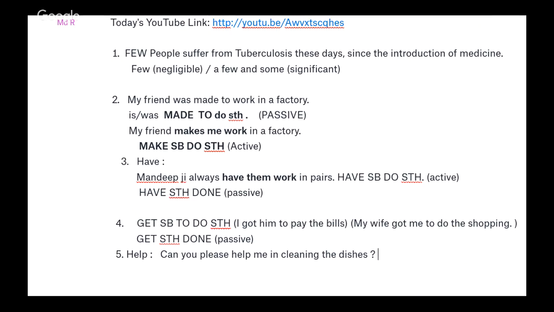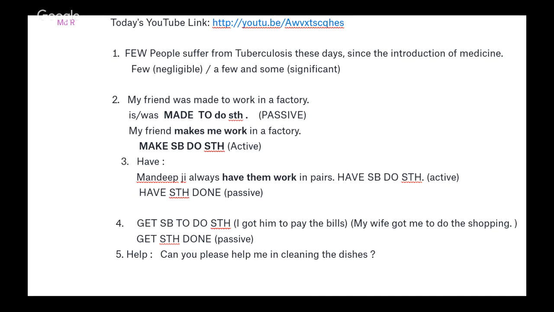Atul? Can you help me to cleaning the dishes? How can to and cleaning come together? I want to study or I want to studying? I want to study, not studying. How can you put to and ing together?